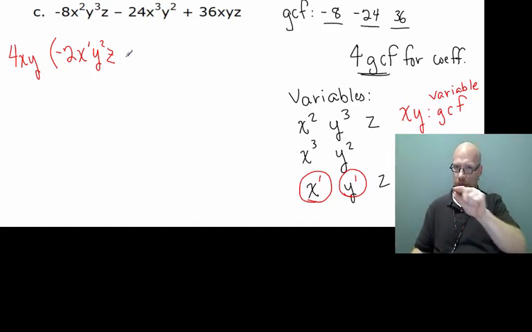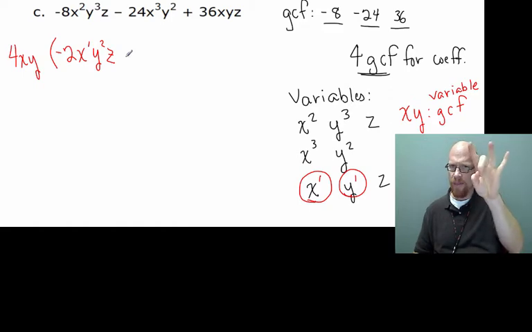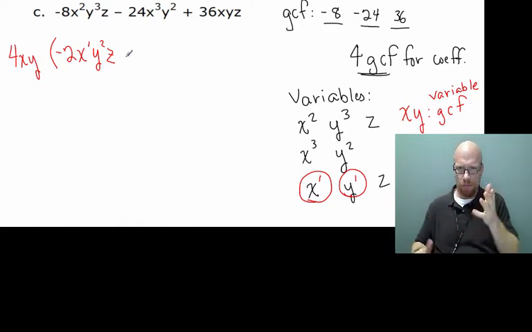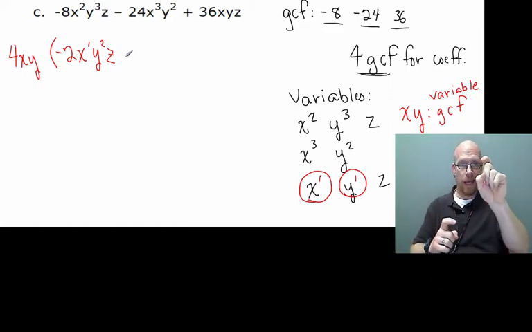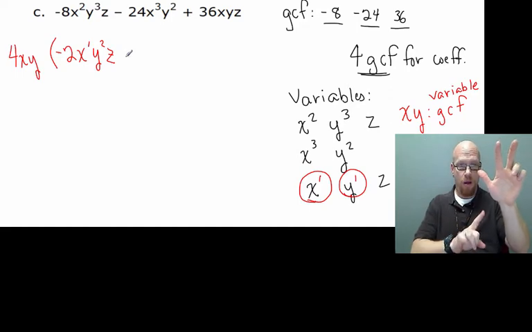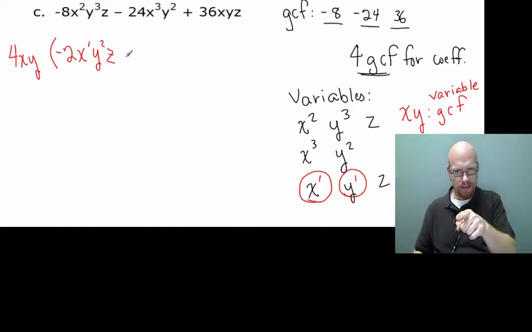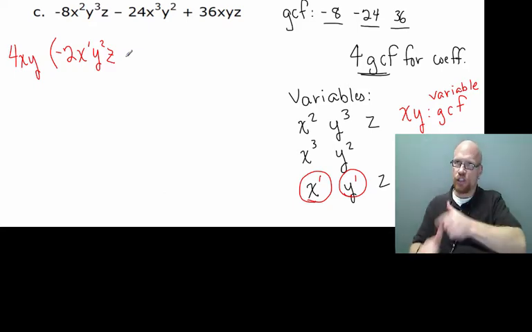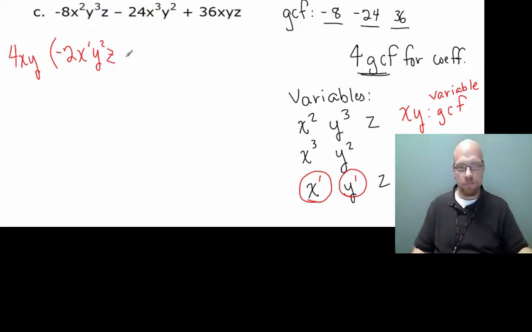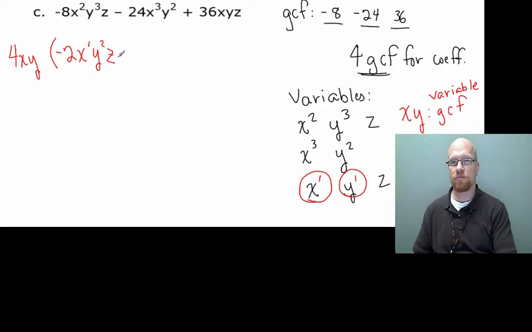And we also have then y squared and z. Now you can see how I moved my pen back and forth and what I was doing. I was looking at 8 divided by 4, and 2 is the answer. Then x squared divided by x to the first power is x. Y cubed divided by y to the first power, y squared is the answer. And then z. So I work on each part of the term separately.